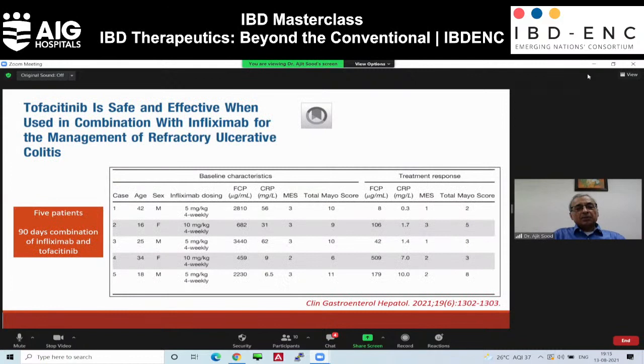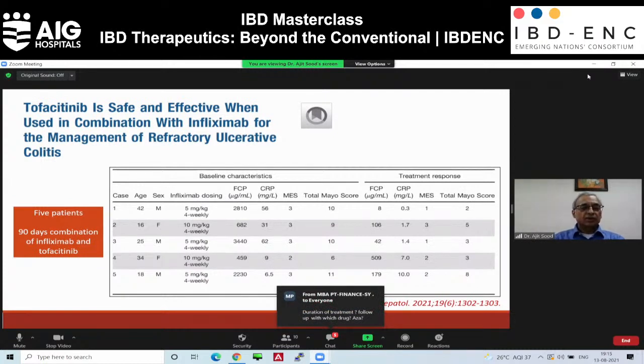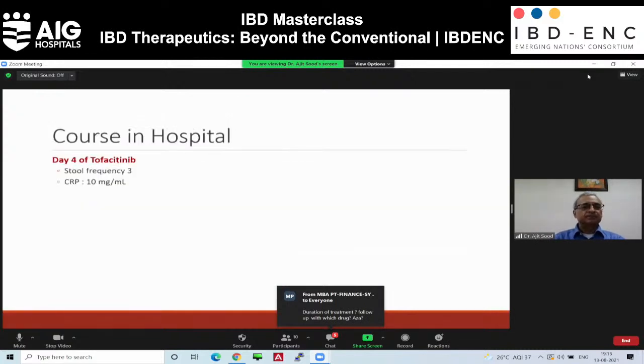Now, Tofacitinib has been used in combination with Infliximab, and there is a case report of 5 patients where a combination of Infliximab and Tofacitinib did work. So these are very small data, but this is the initial phase. We are still in the learning phase, so that's why limited data is available.